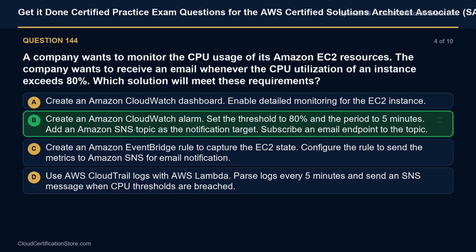The correct answer is B. Create an Amazon CloudWatch alarm. Set the threshold to 80% and the period to 5 minutes. Add an Amazon SNS topic as the notification target. Subscribe an email endpoint to the topic.